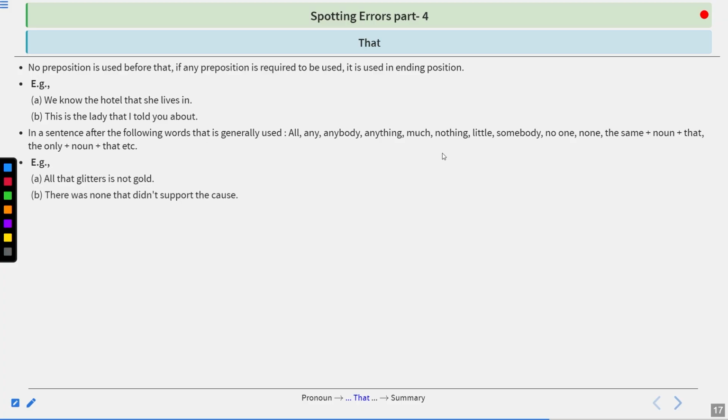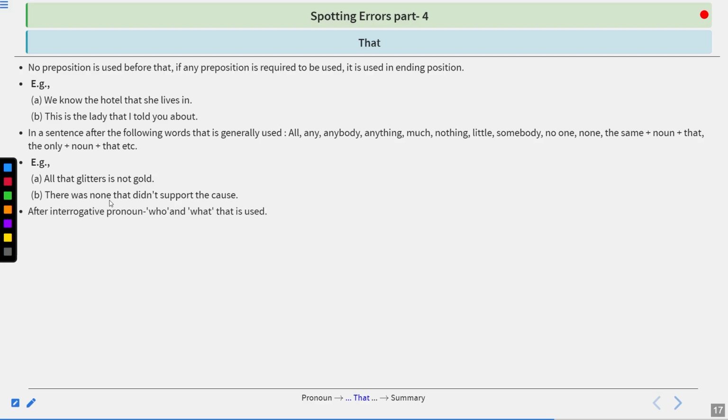Example, all that glitters is not gold. So here we have used all, so we can't use who, whom. We will use that only. There was none that didn't support the cause. So again, none is used here before that. So we can't use who, whom.